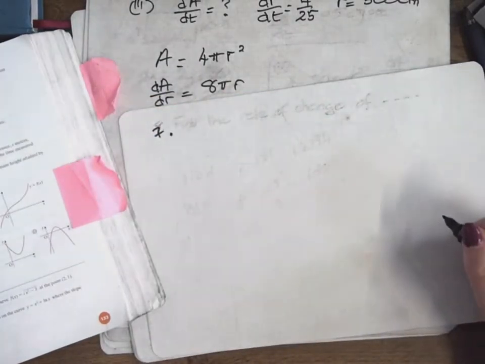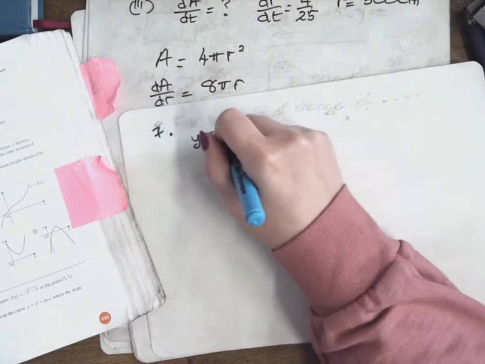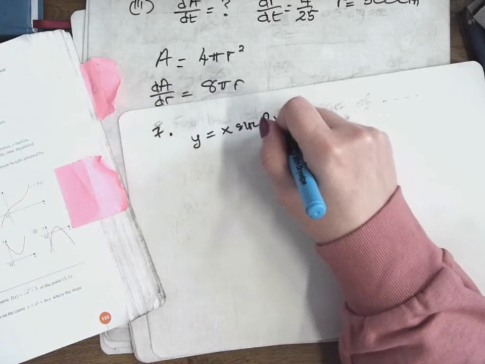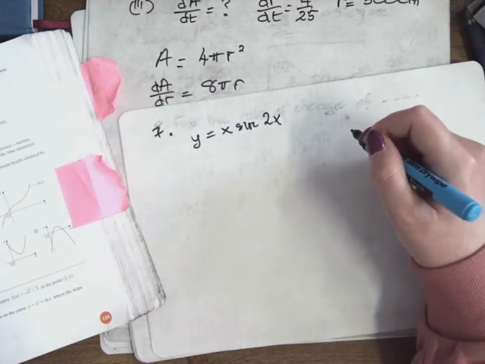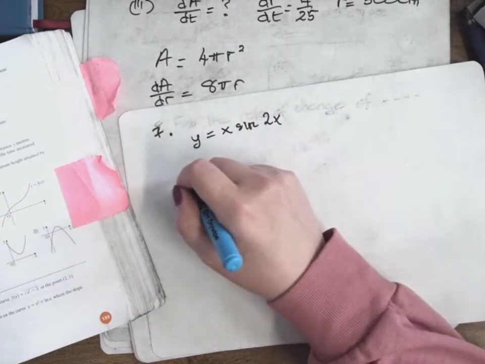The equation of the curve is y equals x sin 2x, and it says find the slope of the curve. So the slope of the curve is dy/dx, isn't it? So you have to find dy/dx.